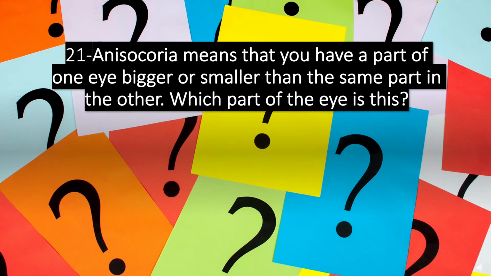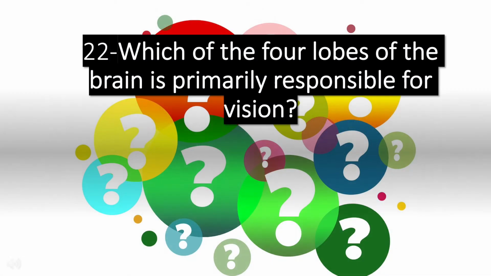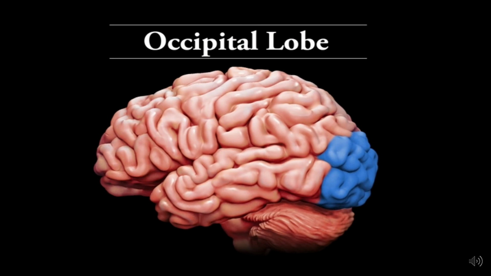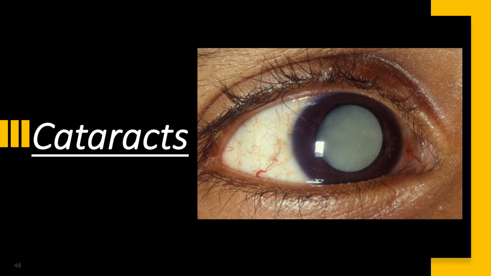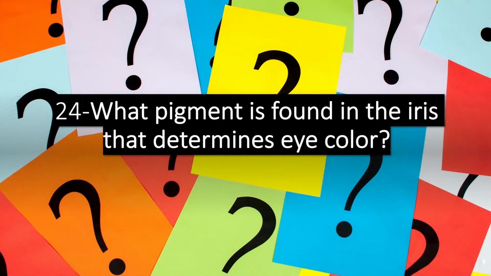21. Anisocoria means that you have a part of one eye bigger or smaller than the same part in the other. Which part of the eye is this? Pupil. 22. Which of the 4 lobes of the brain is primarily responsible for vision? Occipital lobe. 23. Which eye disorder causes an opacity in the lens, which if left uncured, may blind you? Cataracts. 24. What pigment is found in the iris that determines eye color? Melanin.